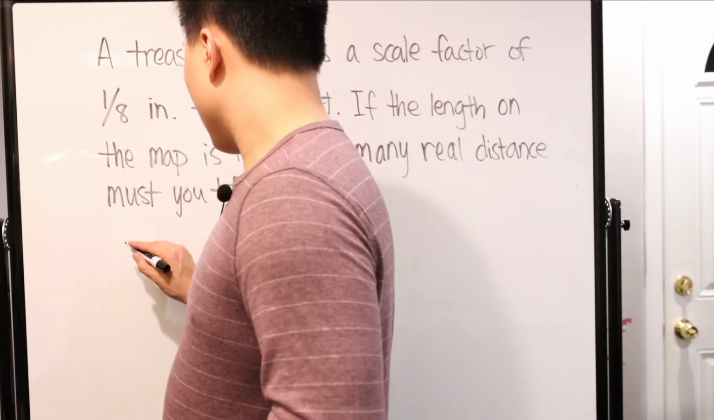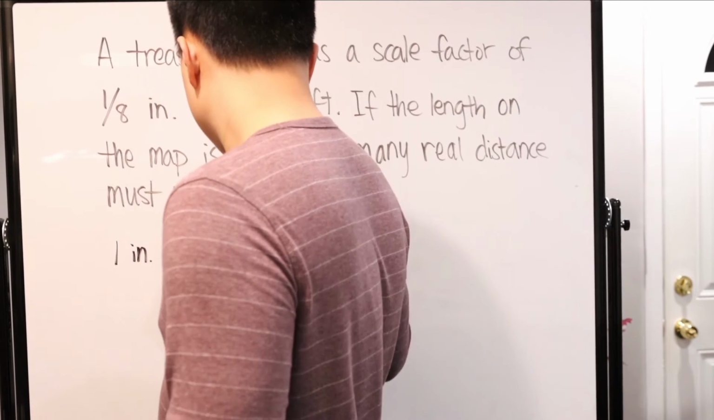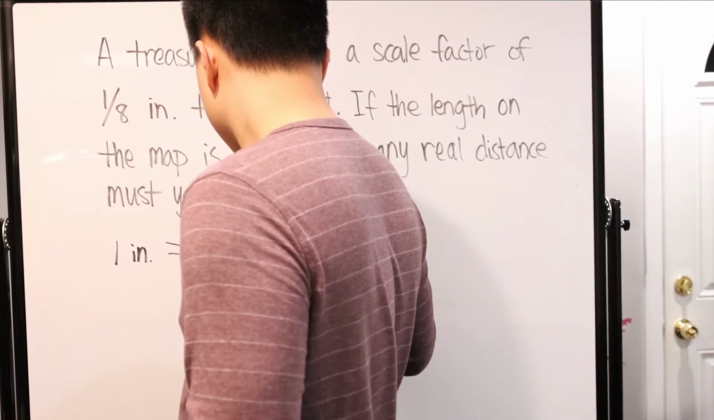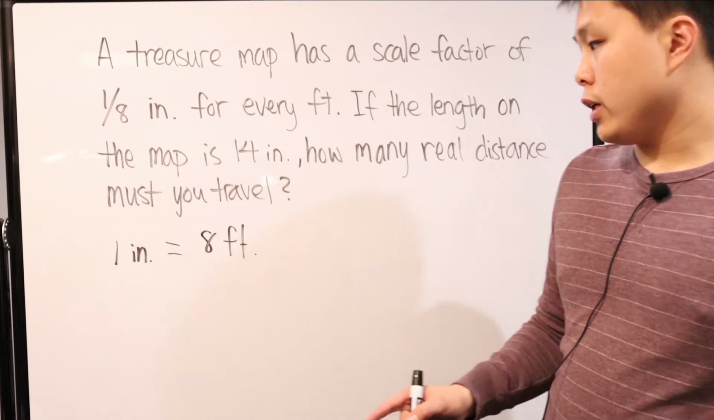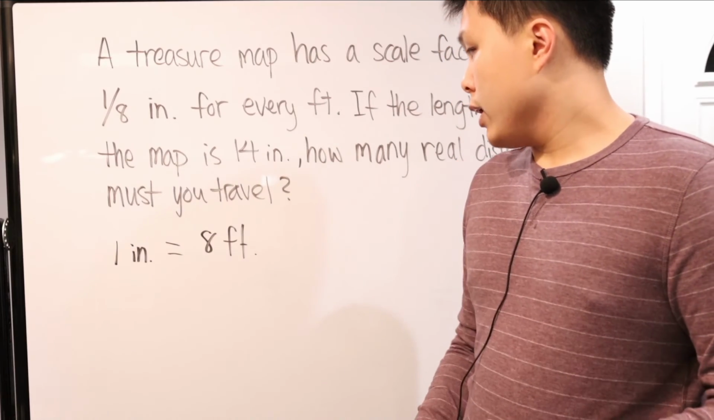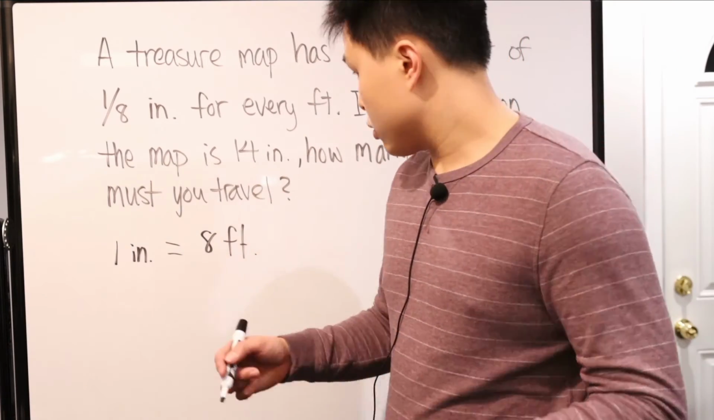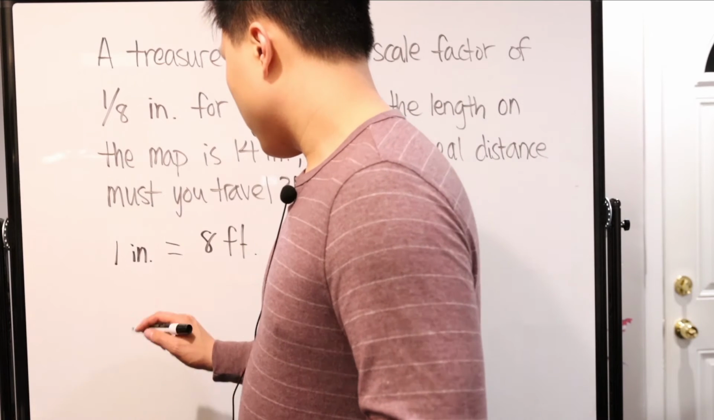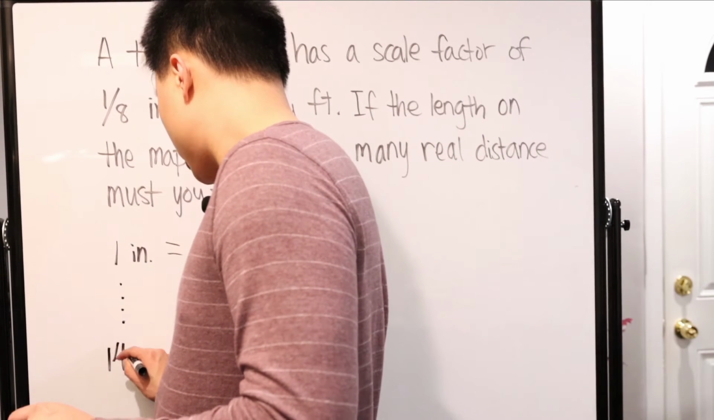We realize that 1 inch is equal to 8 feet, right? Well, if that's the case and we want 14 of them, well, if we know 2 inches, that's going to be what? 16 feet. 3 inches, what? 24 feet, and so on and so forth. If we multiply this one by 14, go all the way down to 14 inches.